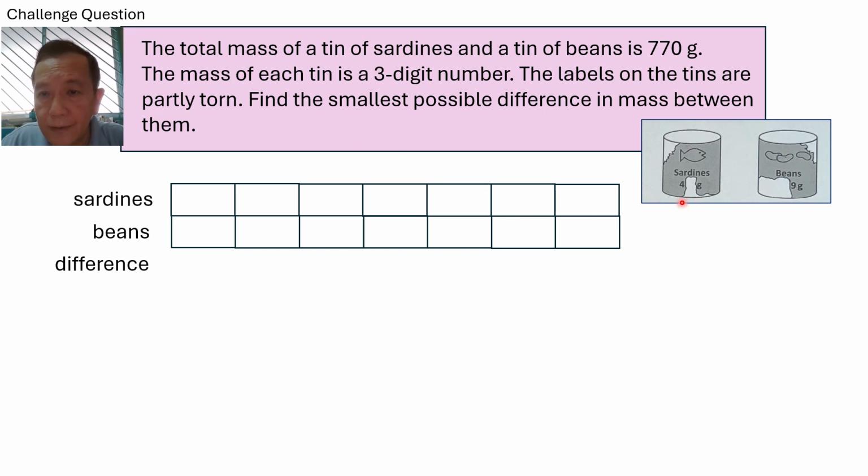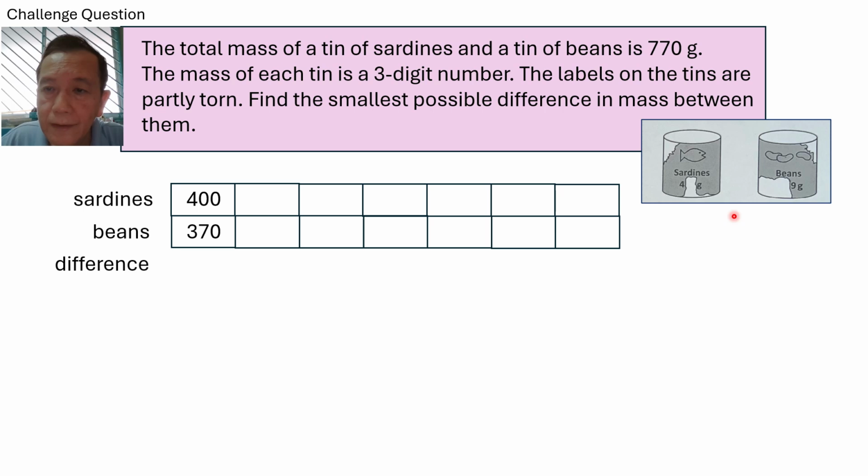For sardines, the mass starts with 4. We want the smallest possible difference. Let's choose the smallest possible number, a 3-digit number that starts with 4. What is that number? 400. 770 minus 400. We get 370.